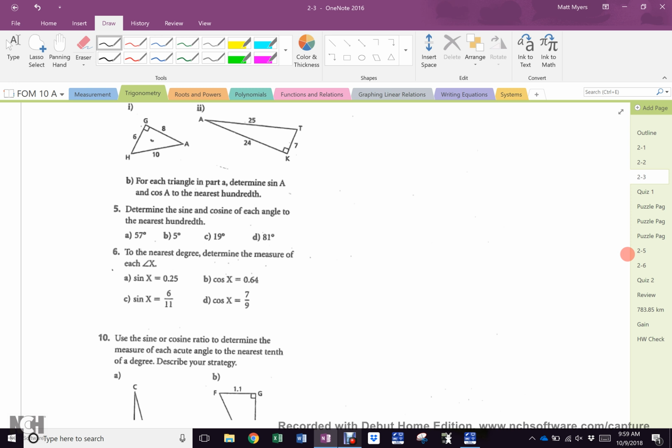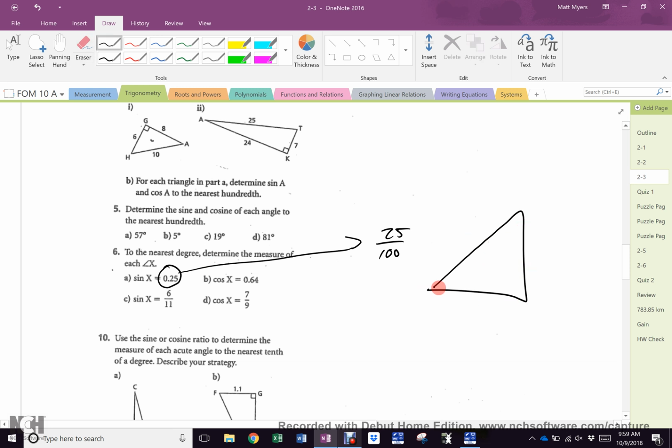All right, number 6. So, determine the measure of each angle. Every calculator is different. Remember, this is not an angle. That is 25 over 100. And since it's sine, where's the 100? It's a show on TV. Where is the 100? Karen? On the hypotenuse. If this is x, where's the 25?